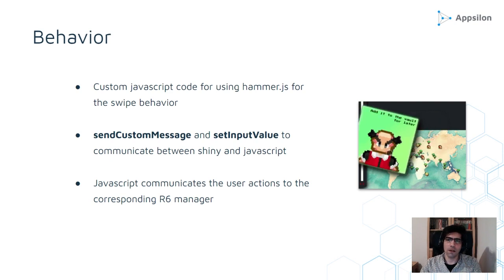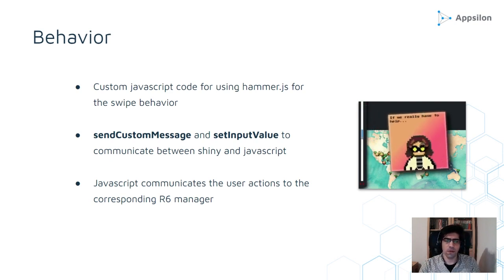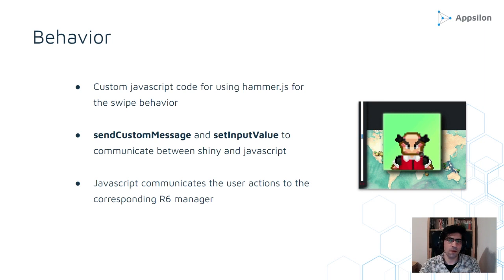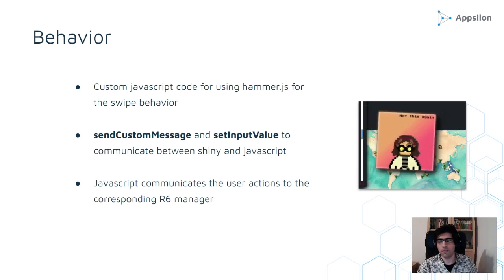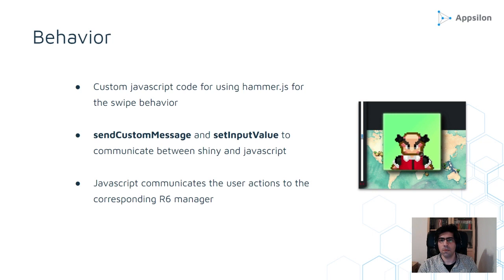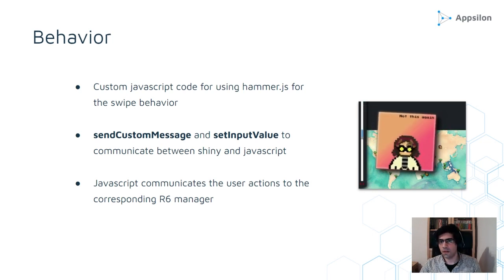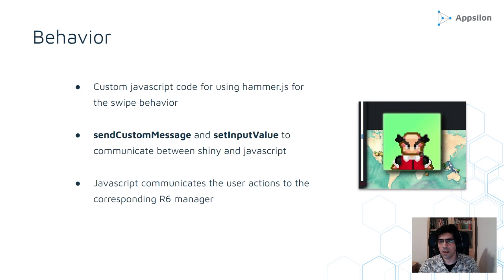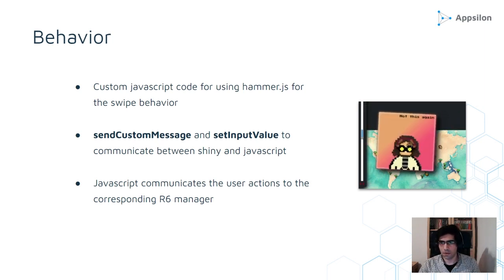One interesting challenge was this card swiping mechanism. This was actually achieved using Hammer.js, which is a JavaScript library that lets you deal with any kind of input that goes beyond the simple click. And in this case, using Hammer.js and a bit of custom code, I was able to create the behavior itself. And then I was able to connect it to Shiny using Shiny's sendInputMessage and setInputValue as ways to communicate what's happening between Shiny and the browser. The JavaScript itself and these set input values are sent from JavaScript to the corresponding R6 managers, and the manager itself knows which kind of events it needs to trigger depending on what kind of event it gets.